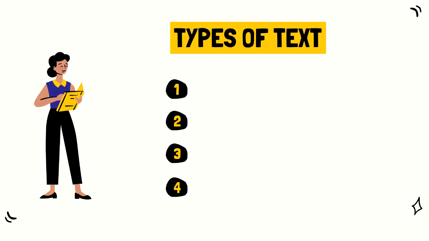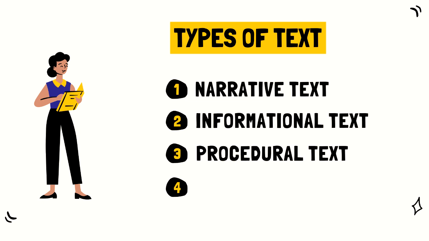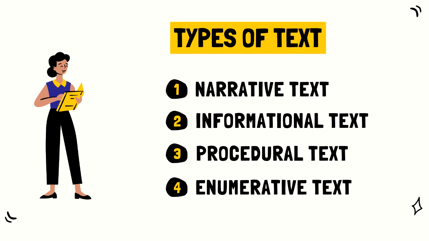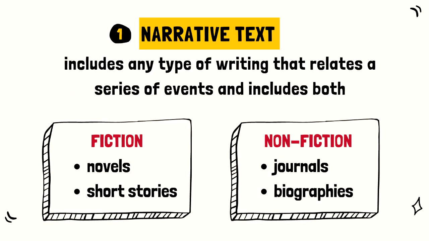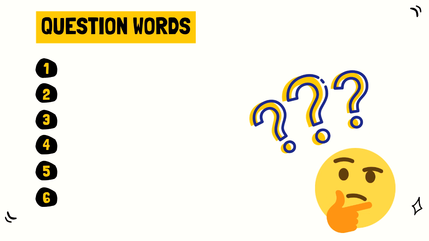Let us study the different types of text: narrative, informational, procedural, and enumerative. Narrative text includes any type of writing that relates a series of events and includes both fiction, like novels and short stories, and non-fiction, like journals and biographies. When noting details in a narrative text, Jane needs to answer the question words.